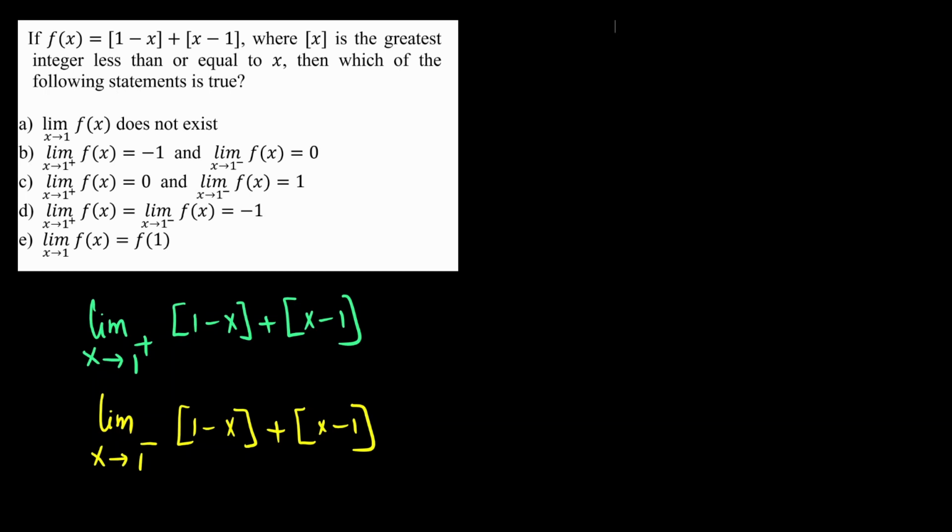Okay, this exercise goes around finding the limit as x approaches 1 of some combination of greatest integer functions. So we will look at the limit as x goes to 1 from the right, and also as x goes to 1 from the left.